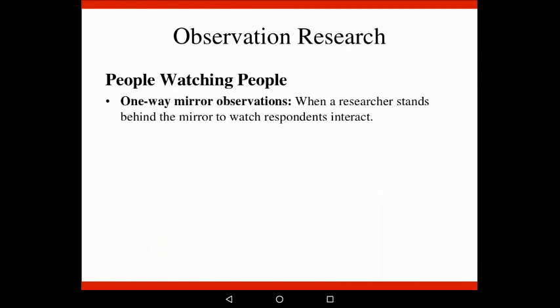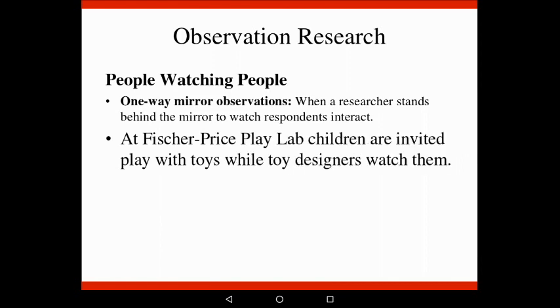Okay, then you get one-way mirror observations, like with a focus group, watching people interact. Then at a Fisher-Price lab, they watched children. Well, they invited them to come and play with certain toys, and then they watched how they played with them. Actually, they had a little lawn mower, but children were not really buying it very often, or when they did buy it, they didn't play with it for very long. So they wanted to know how they could improve their lawn mower, to get kids to play with it more.